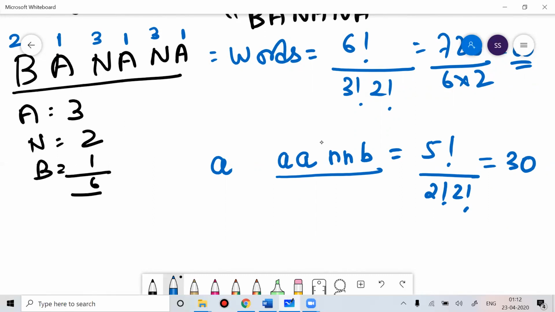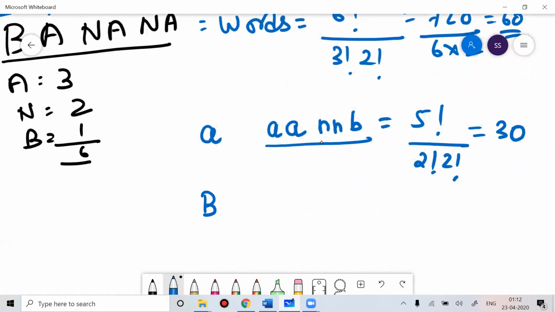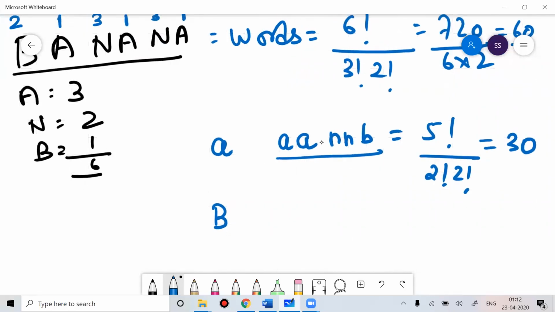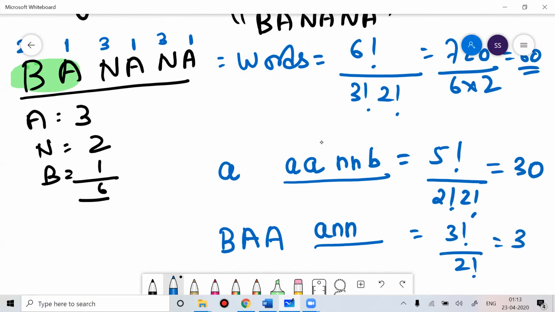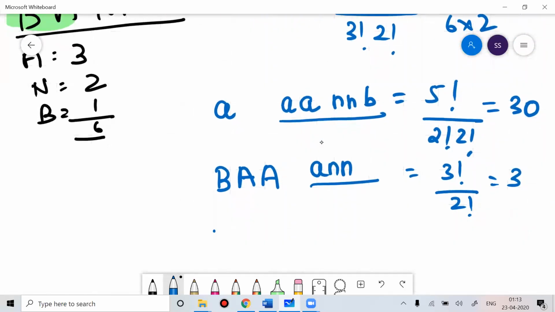Okay. Then after A, what will come? B will come. So you also want B for banana. Then after B, what will come? A will come. So you also want A. B will come, A will come. Okay. After A, what will come? Again A can come, but you want N. So with B, A, how many can you make? A, N. Okay, total 6. So this would be 3 factorial by 2 factorial means 3.